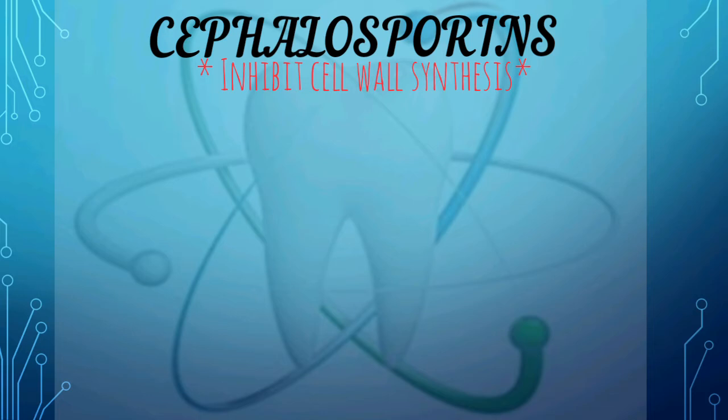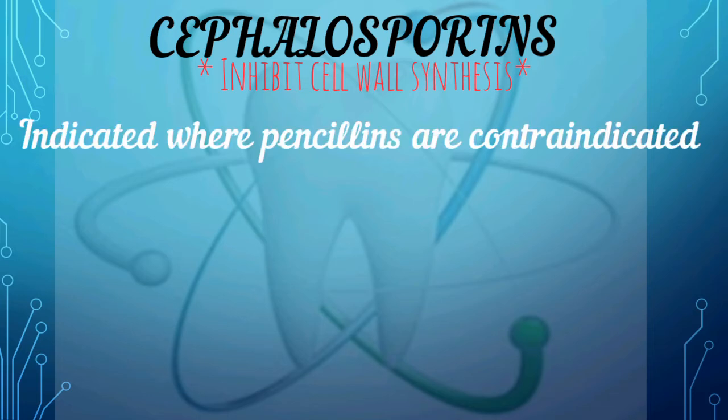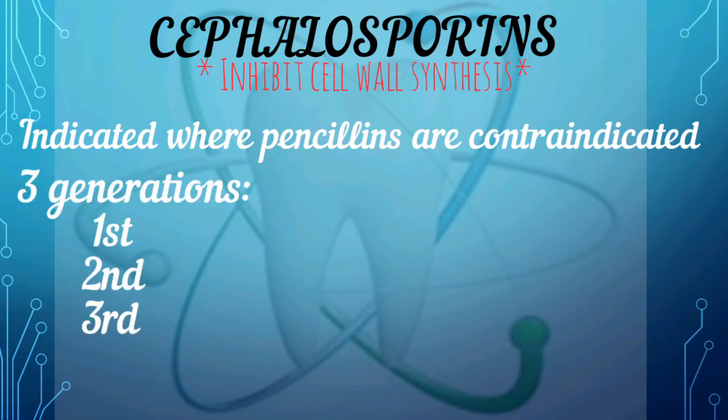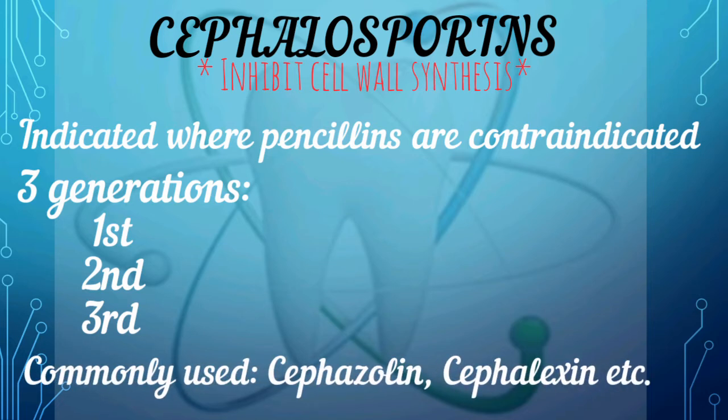Next, we can discuss the other group of antibiotics, which include the cephalosporins. Cephalosporins are similar to the penicillin but have a different source. These are commonly indicated where penicillins are contraindicated. The cephalosporins may be first, second, and third generation, based on the general features of the spectrum of activity. Some of the commonly used cephalosporins include cefazolin, cephalexin, ceftriaxone, etc.